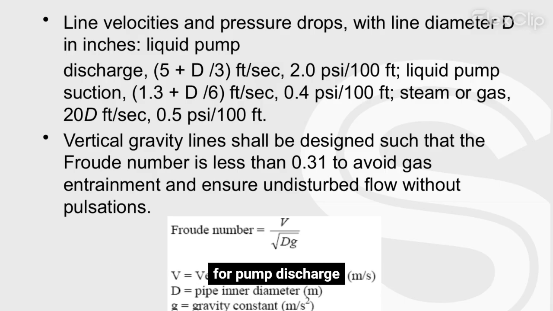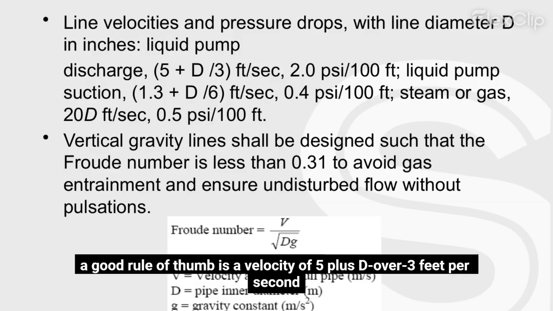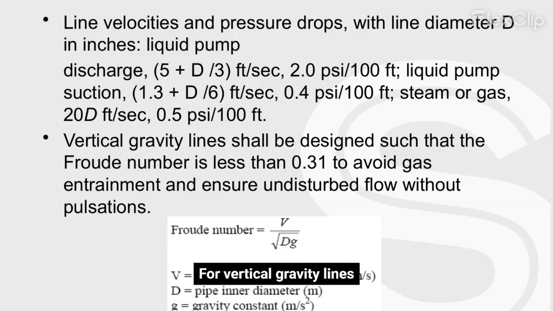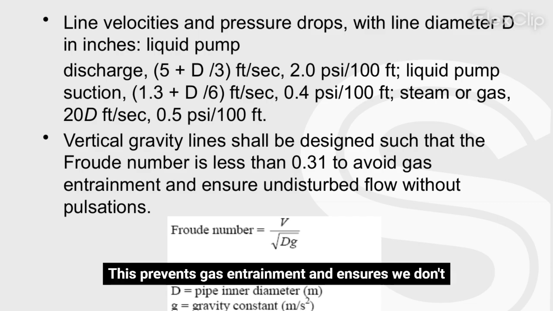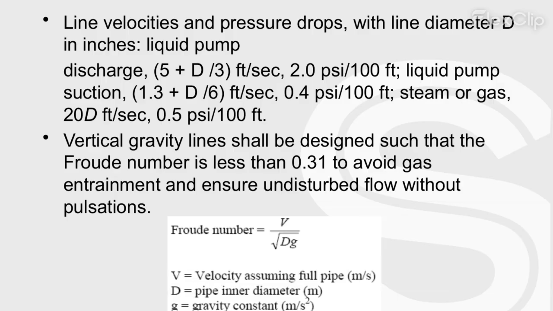For example, for pump discharge, a good rule of thumb is a velocity of 5 plus d over 3 feet per second. For vertical gravity lines, we aim for a Froude number below 0.31. This prevents gas entrainment and ensures we don't deal with unwanted pulsations or glugging in the line.